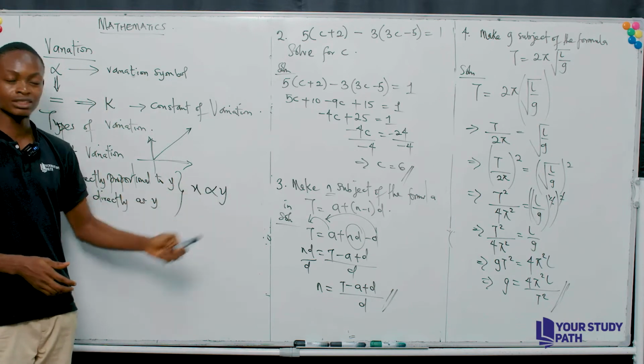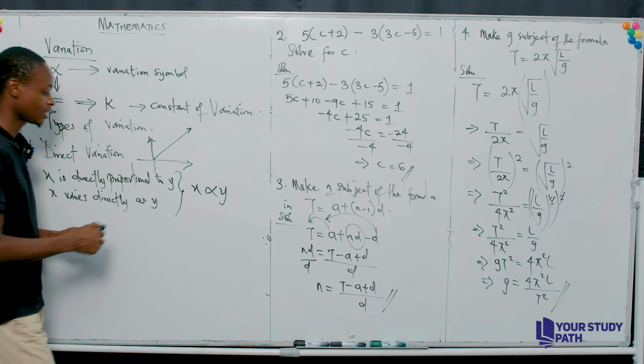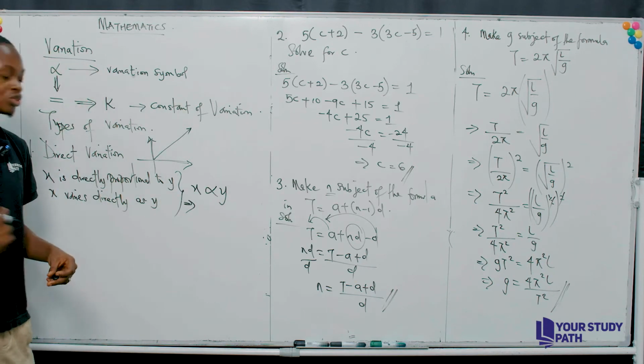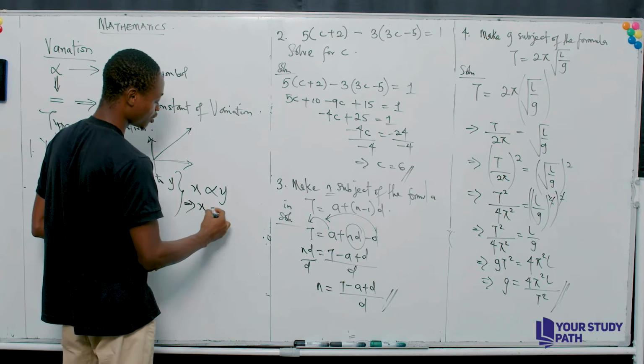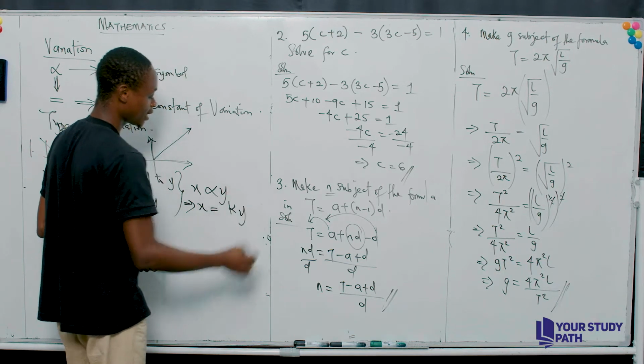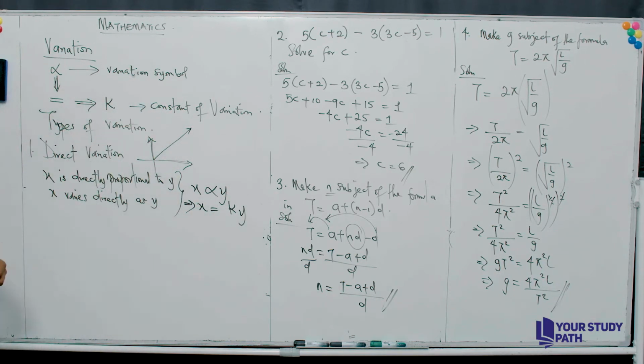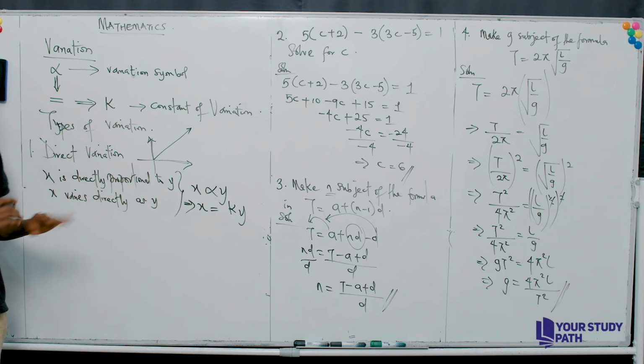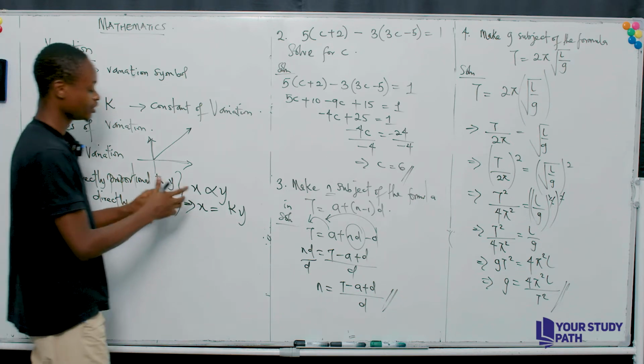An increase scenario. Now, if this is the case, the moment we decide to change the variation symbol into equal to, we have X will now be equal to kY, where k is our constant of variation. X is equal to kY. Simple and short. That is all we are going to be doing as far as direct variation is concerned. Application of this.